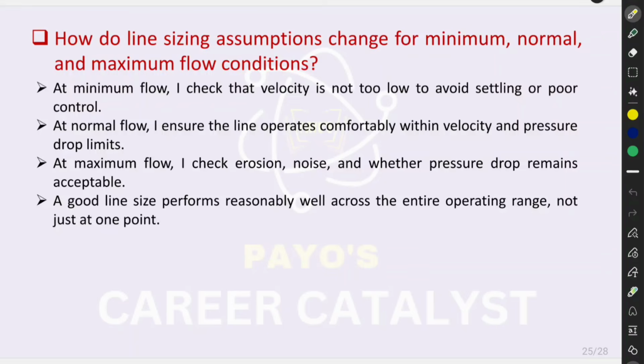How do line sizing assumptions change for minimum, normal, and maximum flow conditions? At minimum flow, I check that velocity is not too low to avoid settling or poor control. At normal flow, I ensure the line operates comfortably within velocity and pressure drop limits. At maximum flow, I check erosion, noise, and whether pressure drop remains acceptable. A good line size performs reasonably well across the entire operating range, not just at one point.